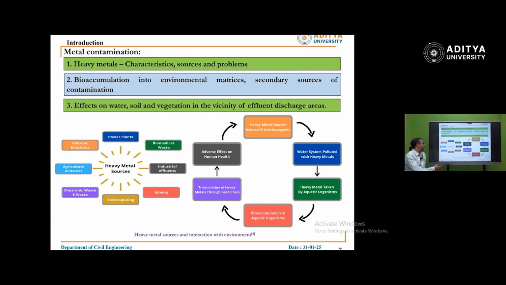These are the natural sources, like volcanic eruptions. Apart from that, artificial sources mostly include anthropogenic activities, that means man-made activities. So what will happen generally? Heavy metals are taken up by aquatic organisms, then they accumulate in those aquatic organisms like fishes. Then those come into the food chain, we consume them, and those heavy metals accumulate in us, which is going to lead to several adverse health effects.